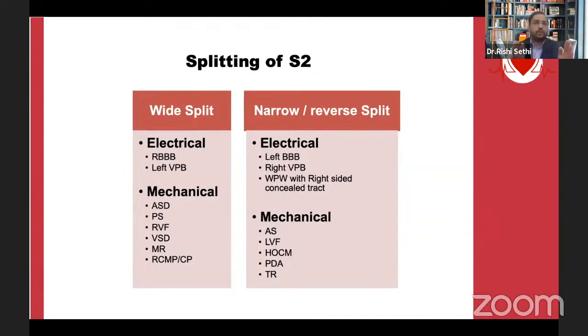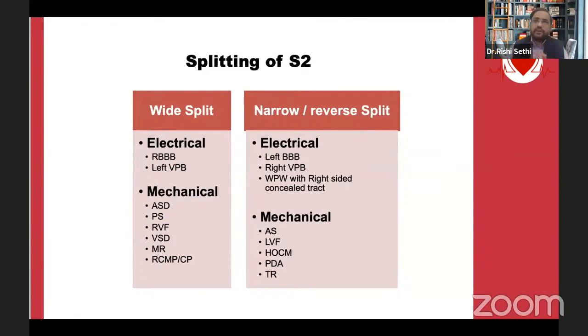So A2 sound can come early in cases of left ventricular premature beat in electrical setting, and the P2 sound can be delayed in the right bundle branch block, and therefore the splitting may be wide. It's also found in all cases in which there is an increased flow across that sided semilunar valve. For example, ASDs and right ventricular failure in VSDs. So all these examples are causes of widely split S2.